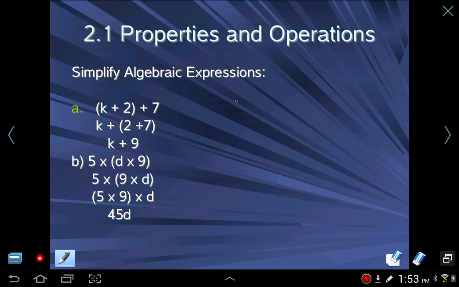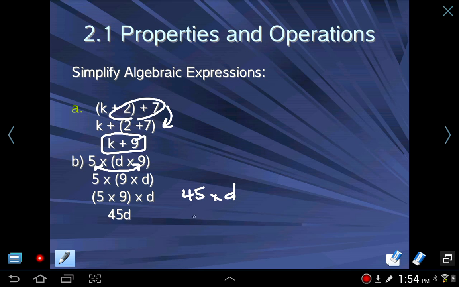But what I can do is rearrange these parentheses like I did down here. And to simplify this, I know that I can't do anything with the k, but I can add the 2 and the 7 to get k plus 9. So that would be my final answer there. For b, same thing. When I'm multiplying here, I get 9 times d. I first can say, all right, I have a 9 times a 5. I can multiply those. It's all multiplication in between. So 5 times 9 is 45. And then I would get 45 times d.